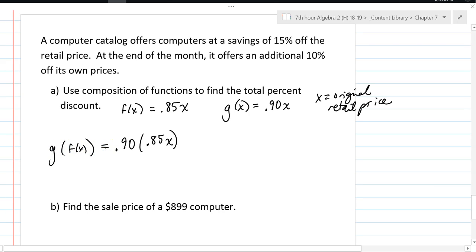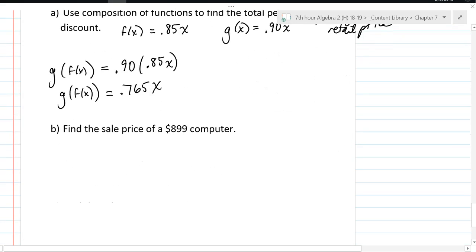That's what we have. And if we multiply these together, most people would think that we would get 75% of the original price. That means we would be getting 25% off. But if I multiply 0.9 times 0.85, I get 0.765 of x, which means we're not getting 25% off. We're actually only getting 23.5% off.